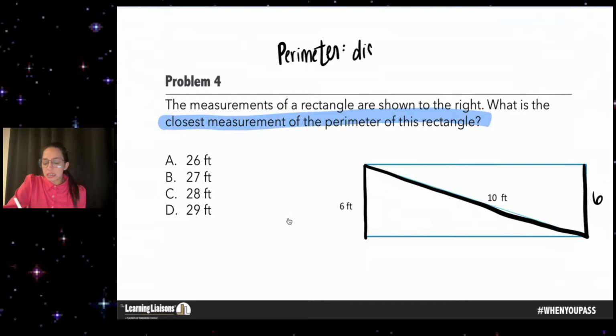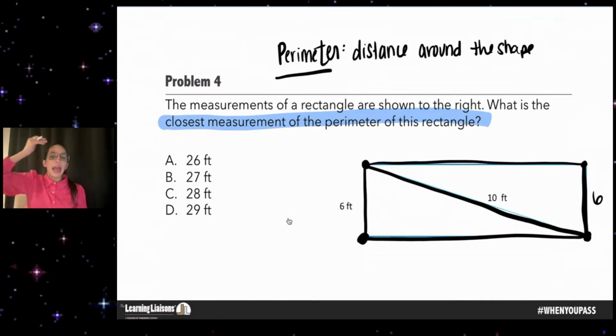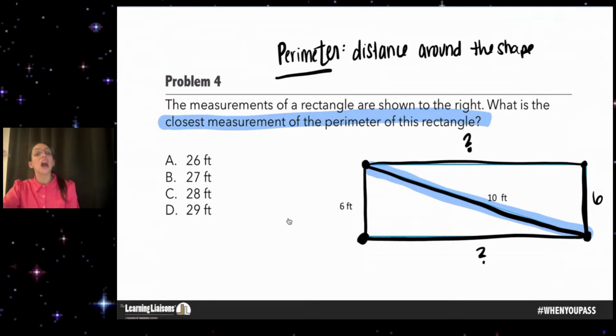Perimeter is the distance around the shape, right? So if I walk around the shape from here, then it would be here to here to here, right? So I have 6 and 6. And then I need to figure out what this side is, because this line is not part of that perimeter. It's just the exterior. Well, how am I going to figure out the missing side of the rectangle?